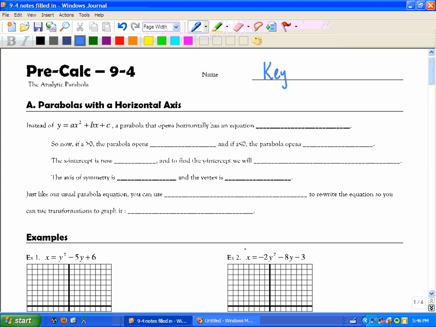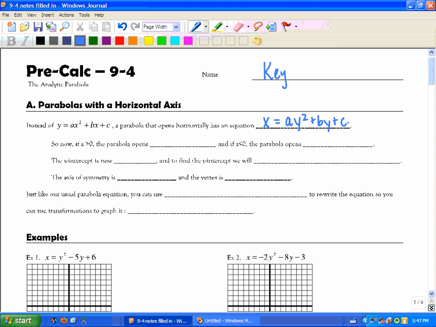In this section, we're going to talk about the parabola. So instead of y equals ax squared plus bx plus c like you're used to, we are going to flip this parabola to open sideways. And so when it opens horizontally, it has an equation of x equals, instead of y equals, ay squared plus by plus c.